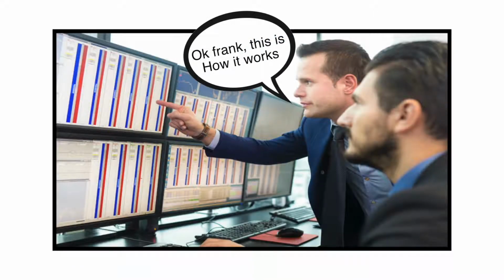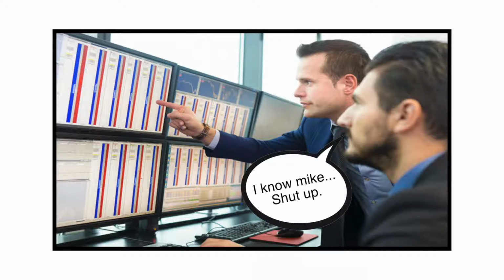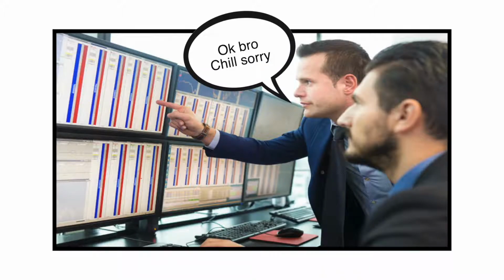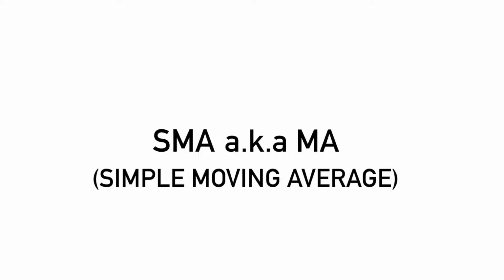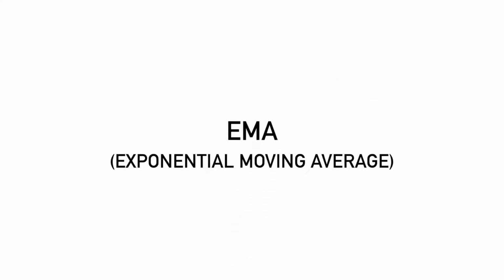Now, I'm sure a lot of you are already familiar with moving averages and how they work, so this might be a refresher for some of you. But for those of you who do not know what moving averages are or how they work, the first thing you'll need to know is that there are two main types of moving averages: the SMA and the EMA. The SMA, which is sometimes referred to as just the MA, is known as the simple moving average, and the EMA is known as the exponential moving average.